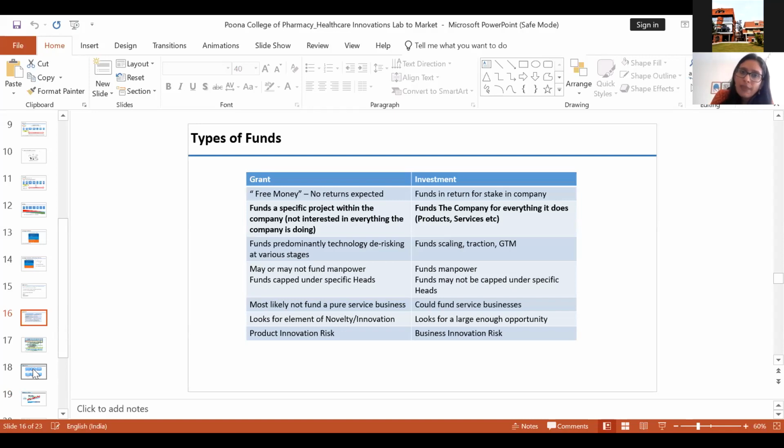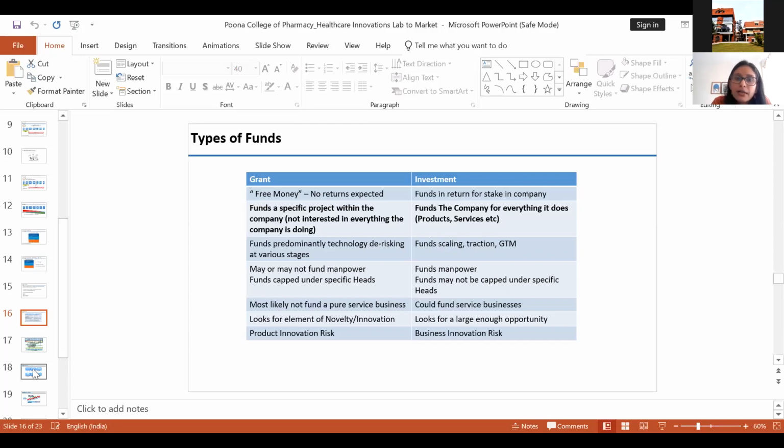All right. Now, coming to types of funds. If you are at the stage where you are very early, that means you are at TRL level 1 to maybe 4 or 5, you will never get investments at that stage because it's very, very risky. That means the chances of your technology failing is very high. So no individual is going to come and put money into your company at that stage, unless that individual is your father, your uncle, your friend, etc.